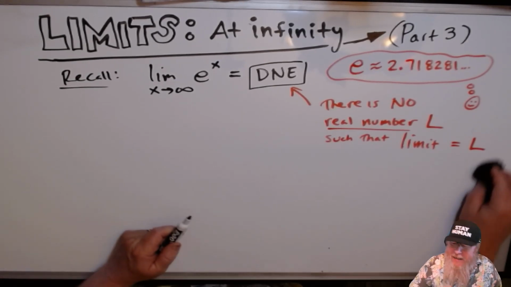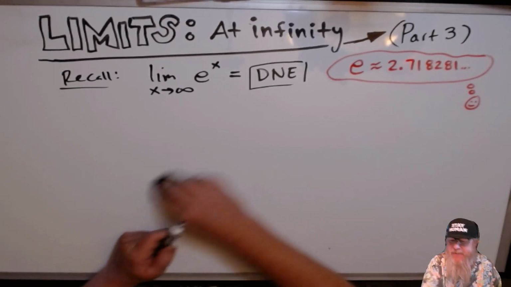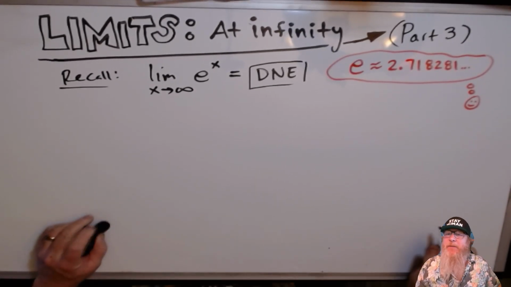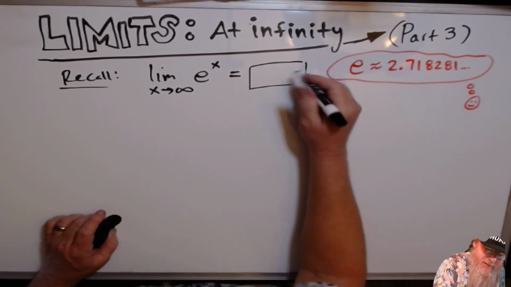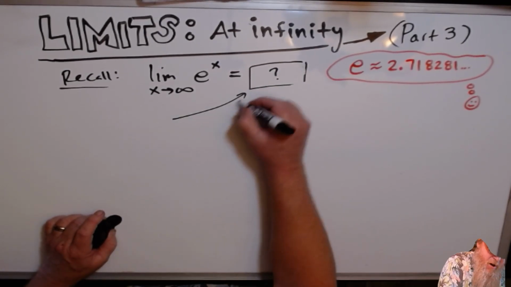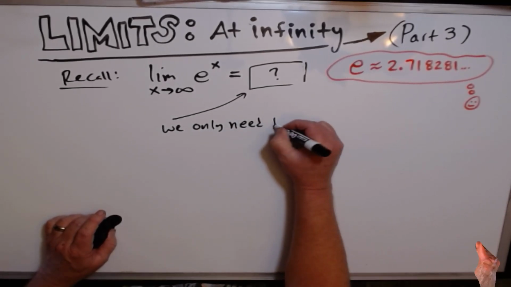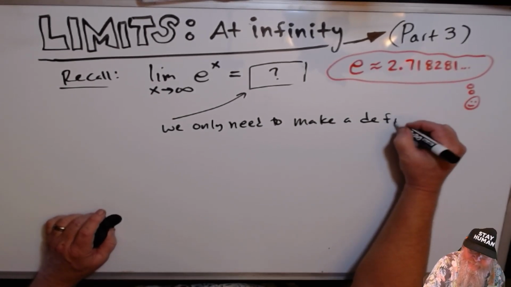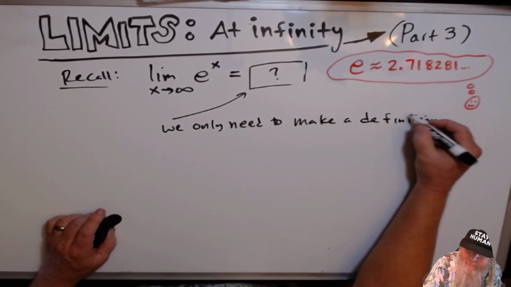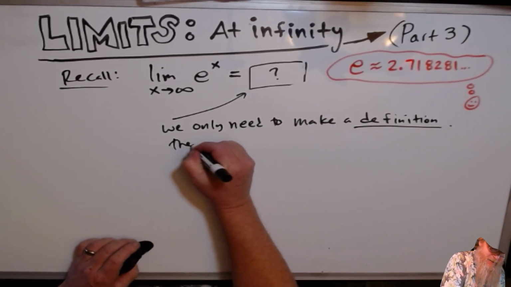And in mathematics, it's very easy. It's one of the beautiful things about this subject. If you want something that doesn't exist to exist, all you need to do is make a definition. That's it. Then it will exist.